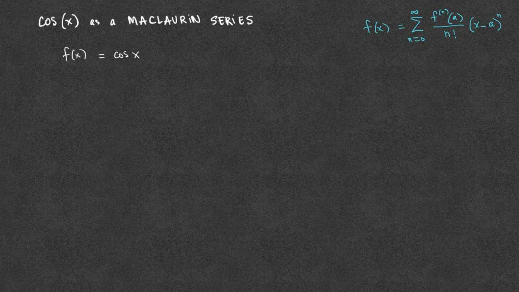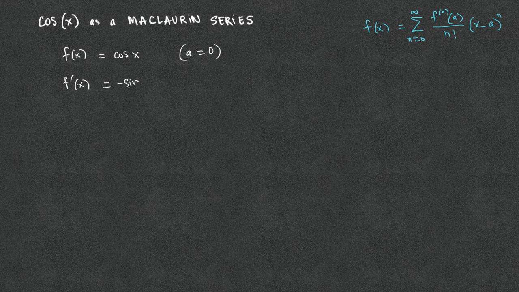Cosine of x as a Maclaurin series. Recall that the Taylor series is the series of the form the nth derivative evaluated at x equals a, over n factorial, times x minus a to the n. So we would need the derivatives. Let f of x equals cosine of x.